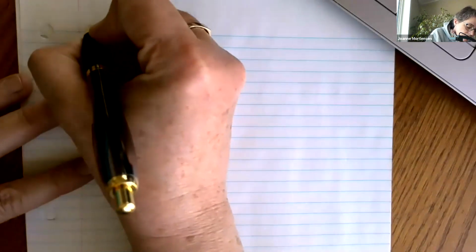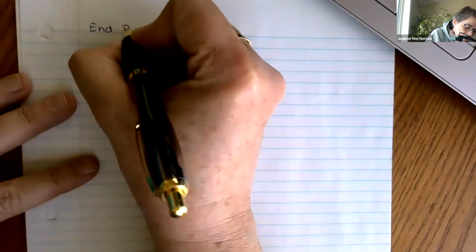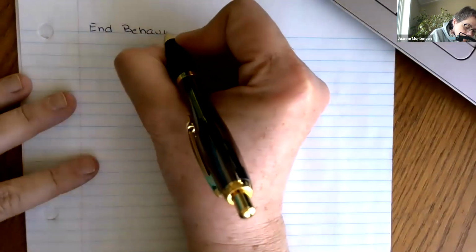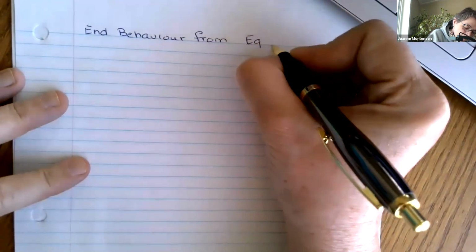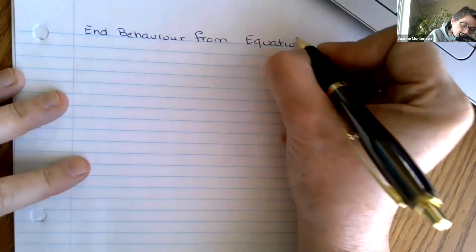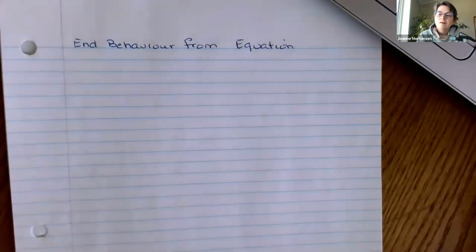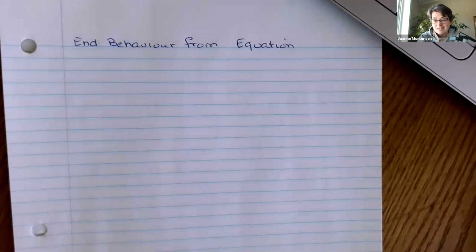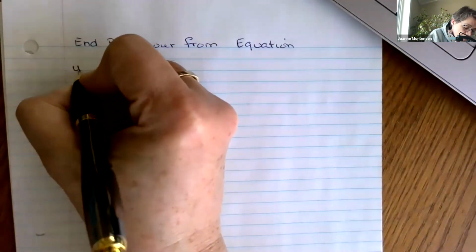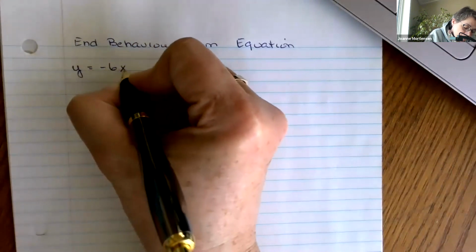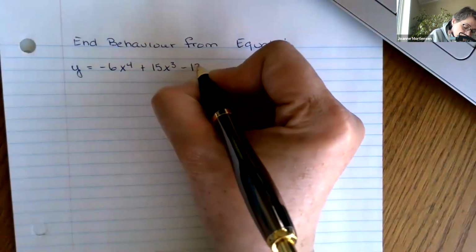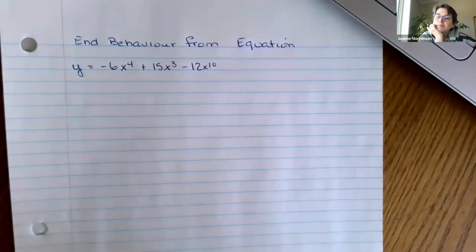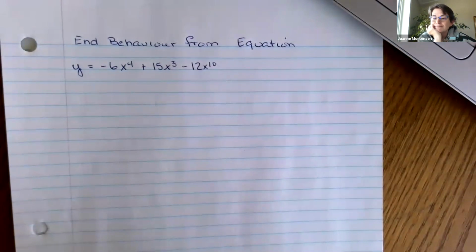Okay. So I'm going to say end behavior from equation. The first thing is, if I have an equation, so y is equal to minus 6x to the fourth plus 15x cubed minus 12x to the 10. Truth be told, if I have access to Desmos, I'd probably just put it in Desmos and print it off.